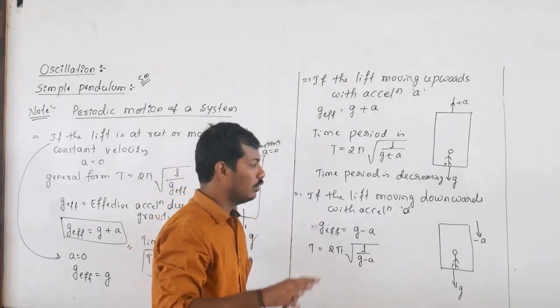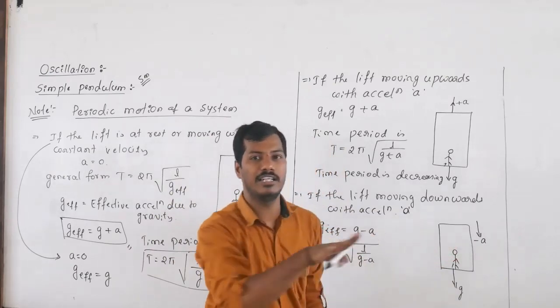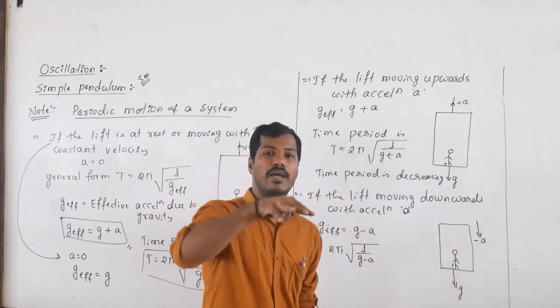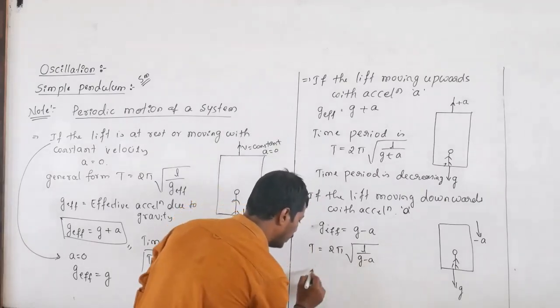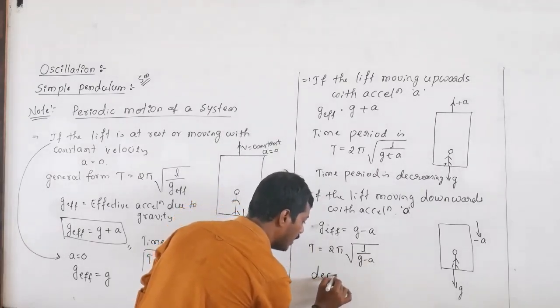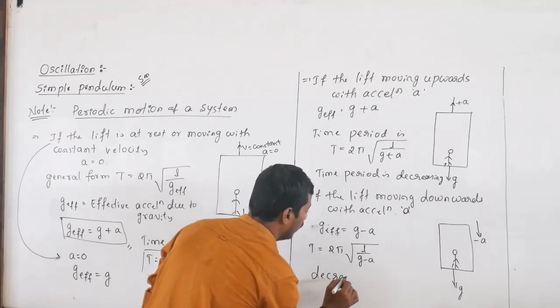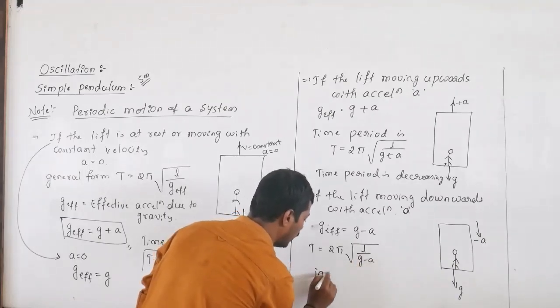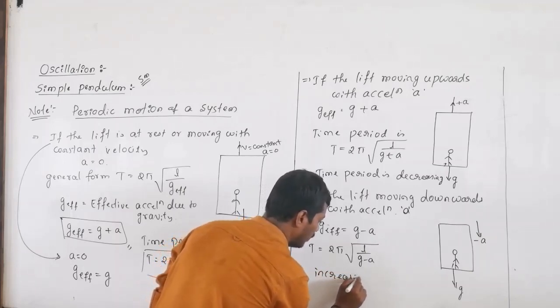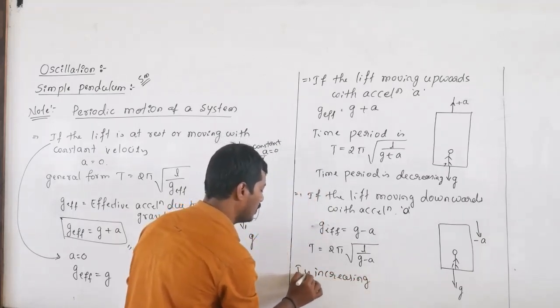We want to stop the lift at a certain position, which means we are applying certain retardation. The denominator is decreasing here, so the time period is increasing. T is increasing.